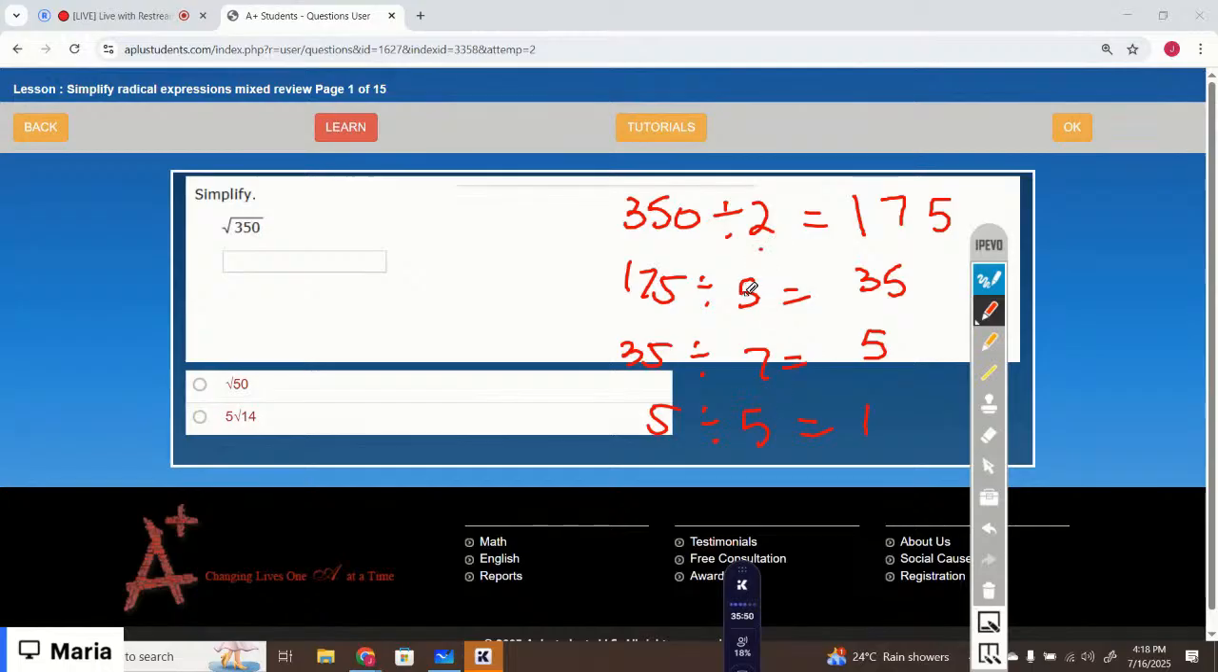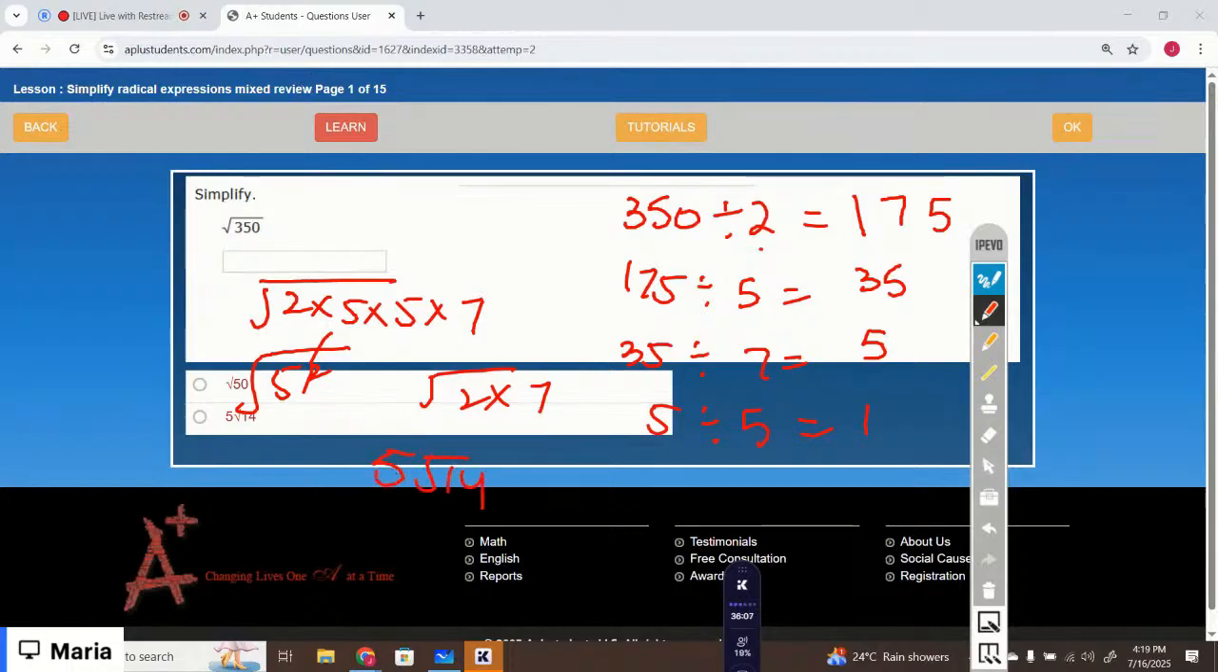It would be 2 times 5 times 5 times 7. So we can write it as 5 squared, 2 times 7. The square and square root cancel out. We have 5 square root 14. So option number 2 is the correct option.